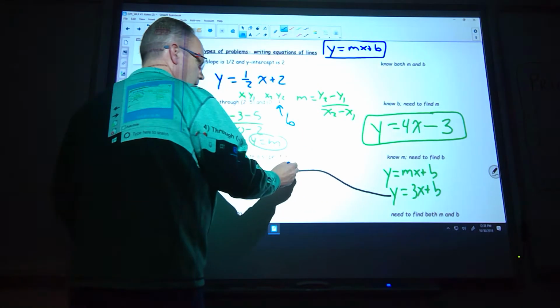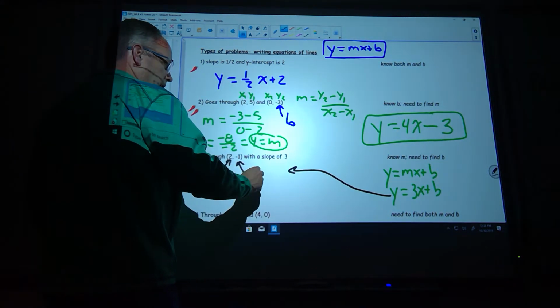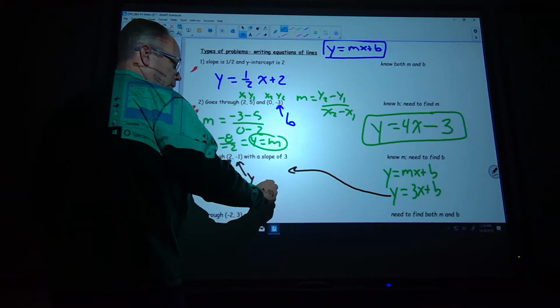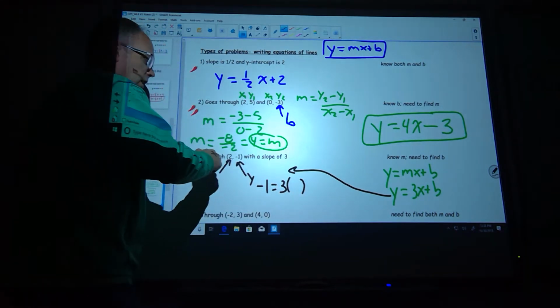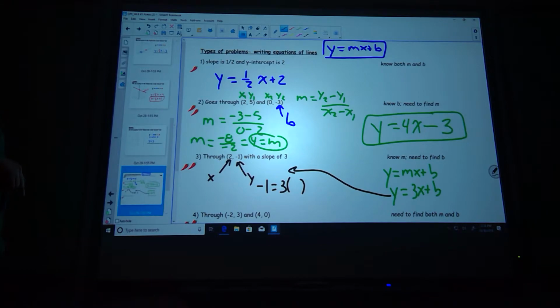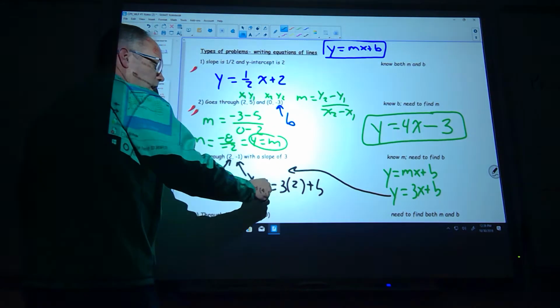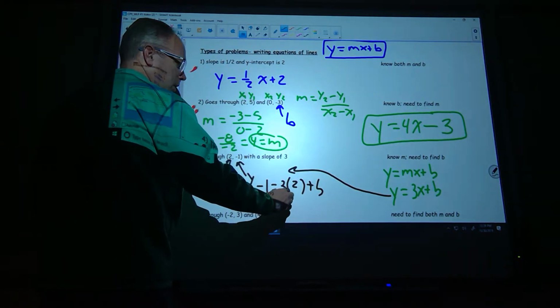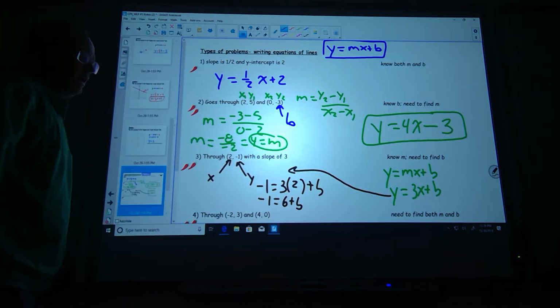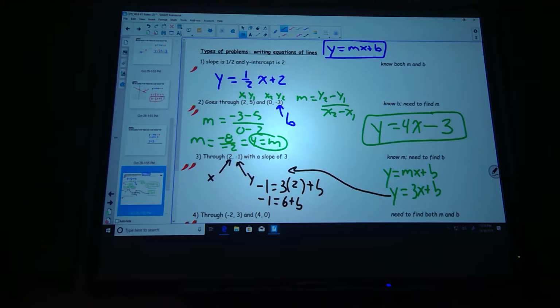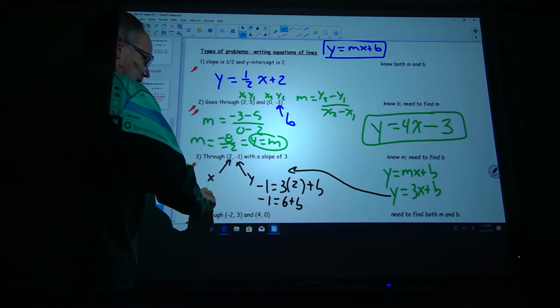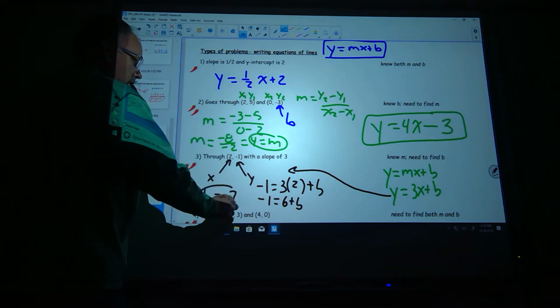All right, so let's take this equation. I'm just going to bring it up here. So I know my Y value is -1 equals 3 times, what's my X value up here? 2 plus b, all right? That's -1 equals 6 plus b. How do I get b by itself? Subtract the 6. So if I subtract 6 from both sides, I get b equals -7.